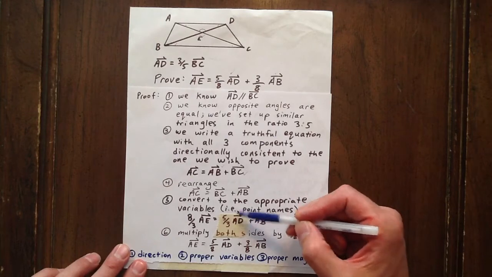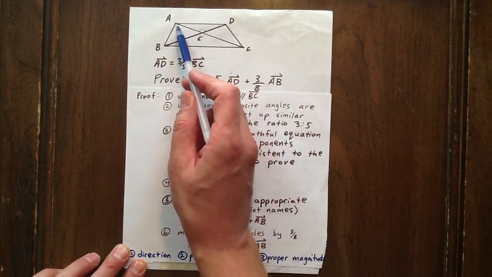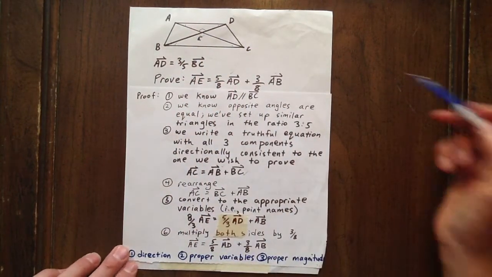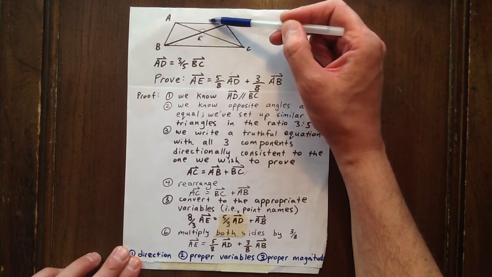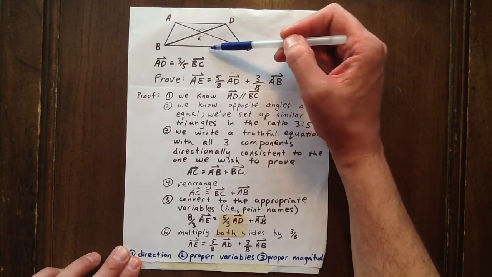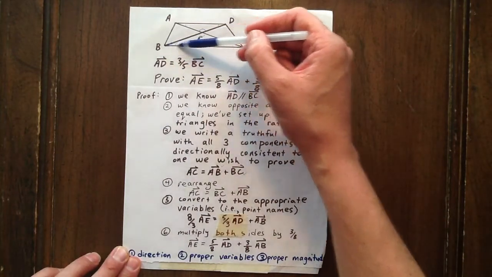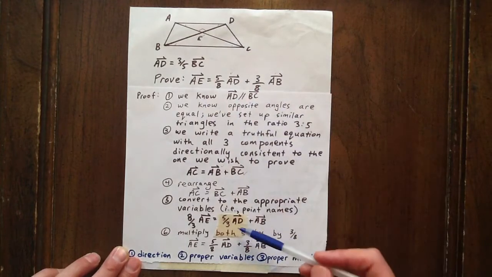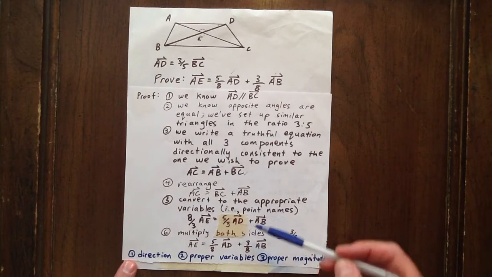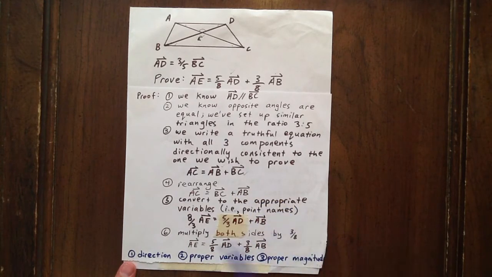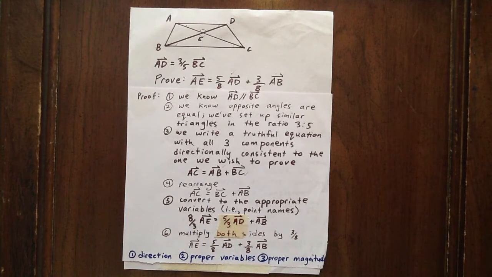We have BC down here. Well, clearly BC is equal to 5/3 of AD. And how do we know that? Well, we know that because the ratio of these two sides is 3 to 5. So if this is 3 new units long, this is 5 new units long. And so BC is 5 new units long, AD is 3 new units long, and so BC is 5/3 of AD. And finally, AB stays AB. And so we have this statement here. 8/3 AE is 5/3 AD plus AB.